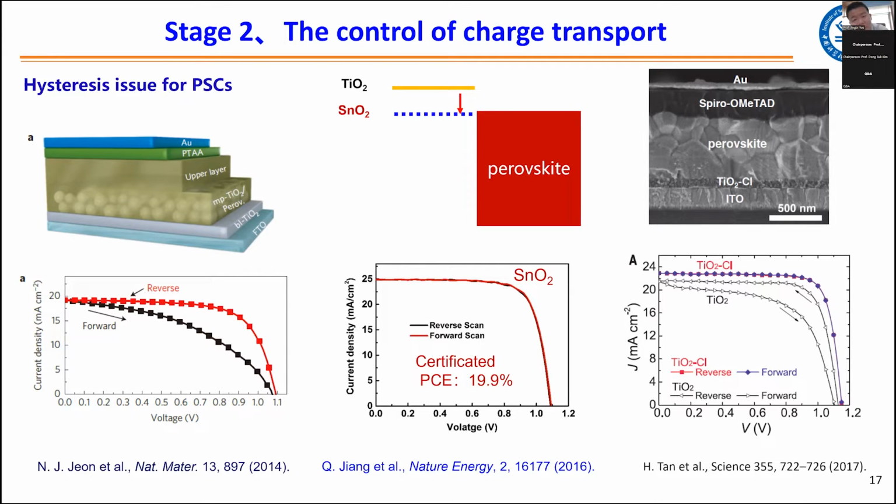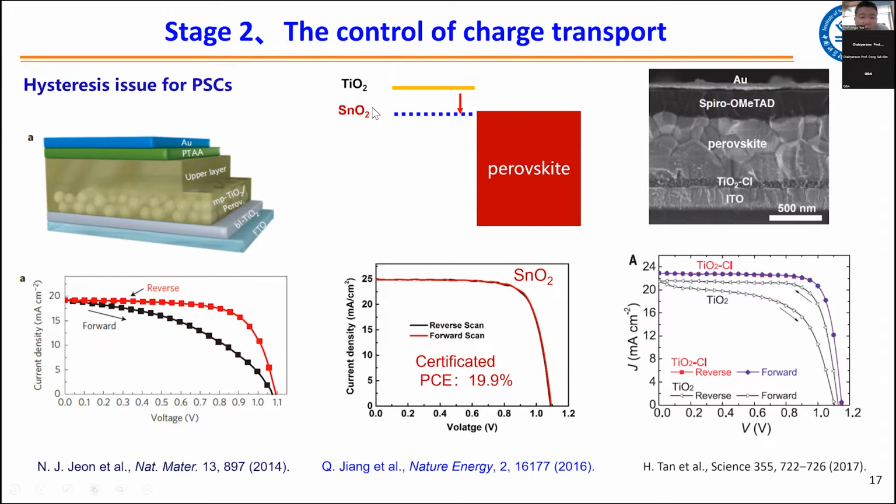This is because PCBM is a very good electron acceptor which can withdraw the electrons. So this gave us an idea: if we can find new materials that can extract the electrons very efficiently, maybe we can also reduce the hysteresis.